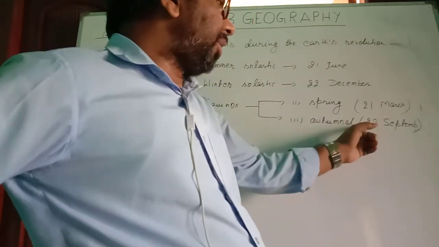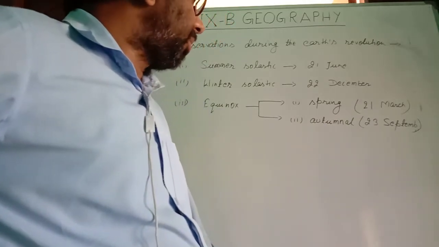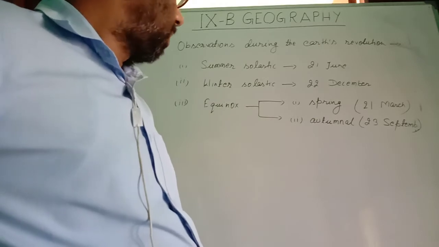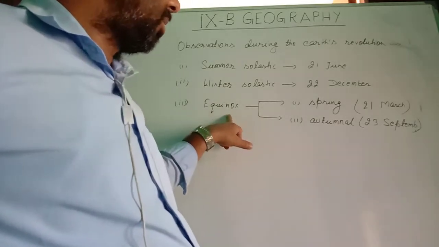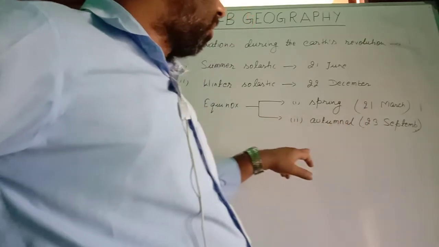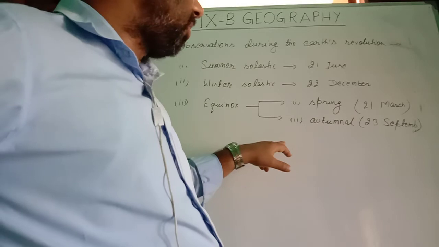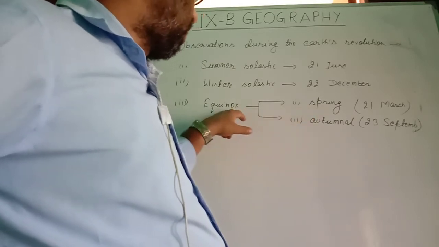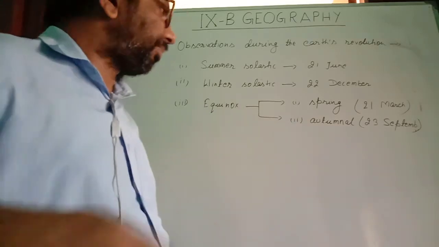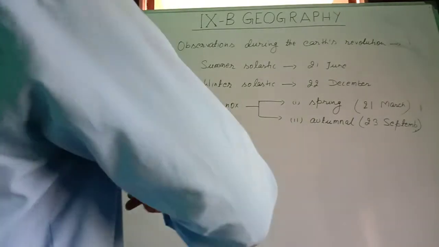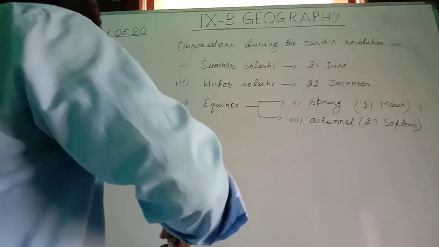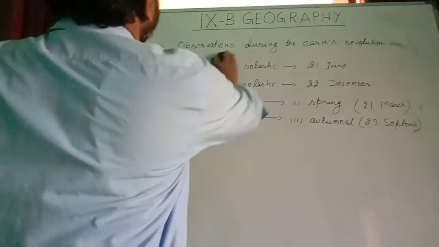At these two dates, 21st March and 23rd September, the sun shines above the equator. That is called equinox. There are two dates at which the length of the day and night remains equal. First is called the spring equinox and second is the autumnal equinox. Now we will see the variation in length of day and night.